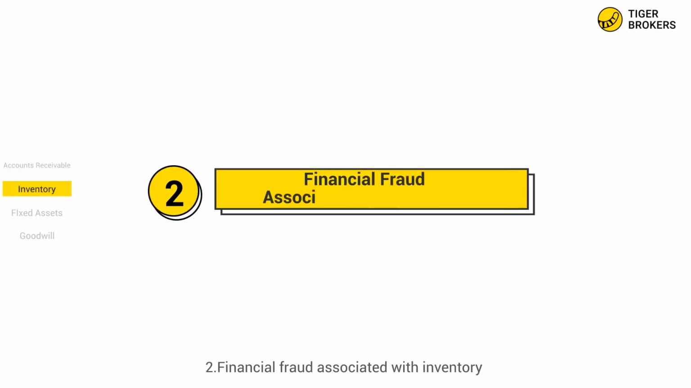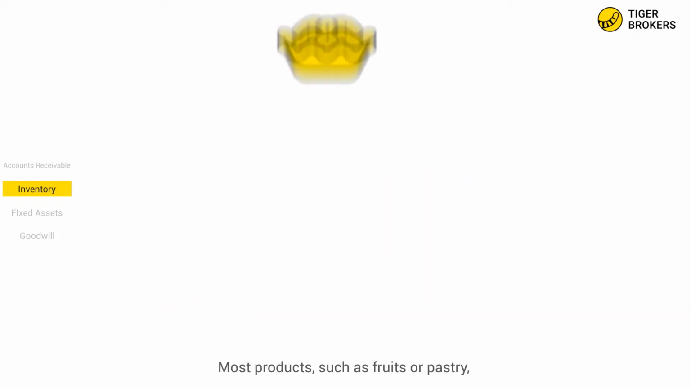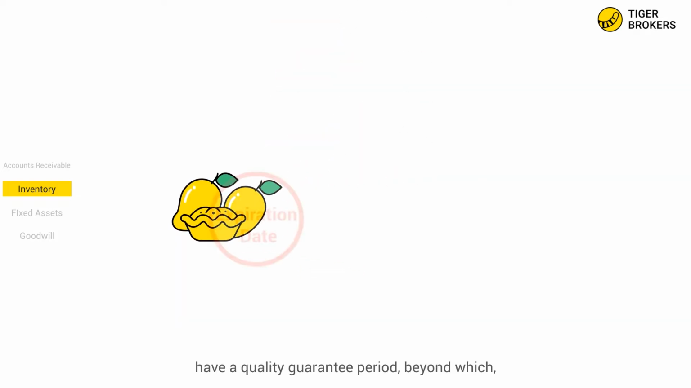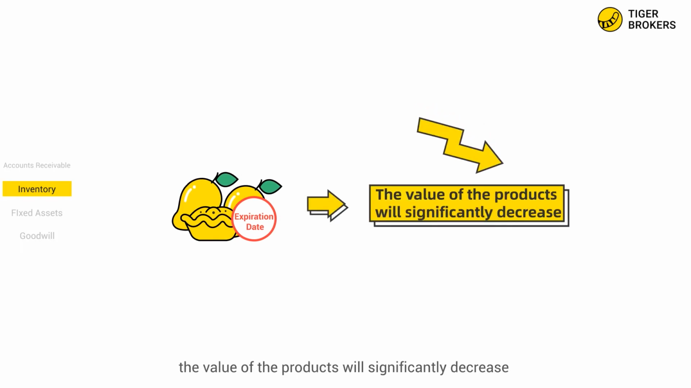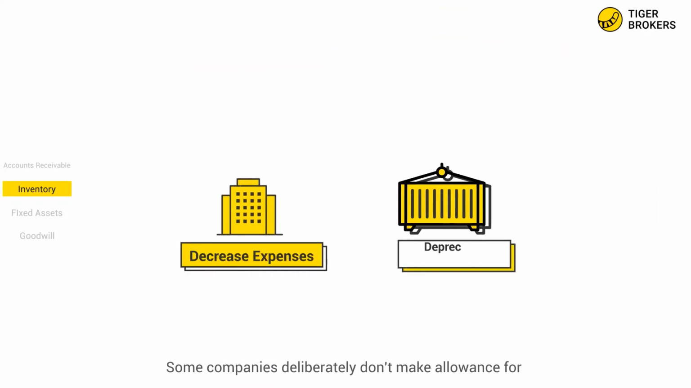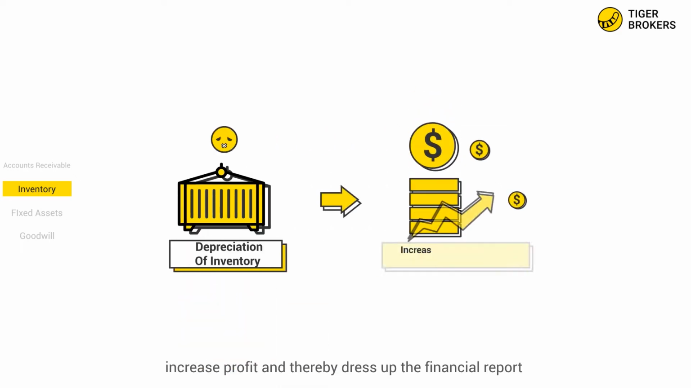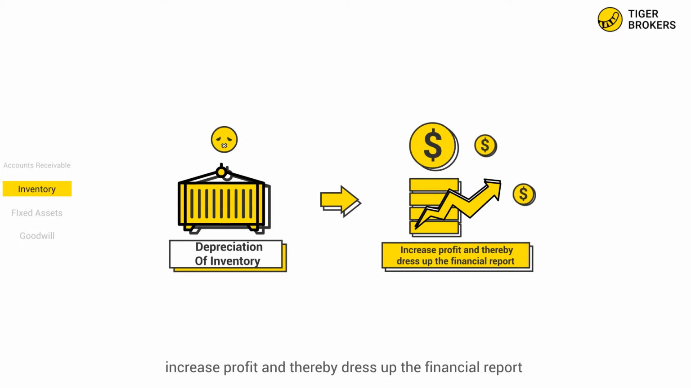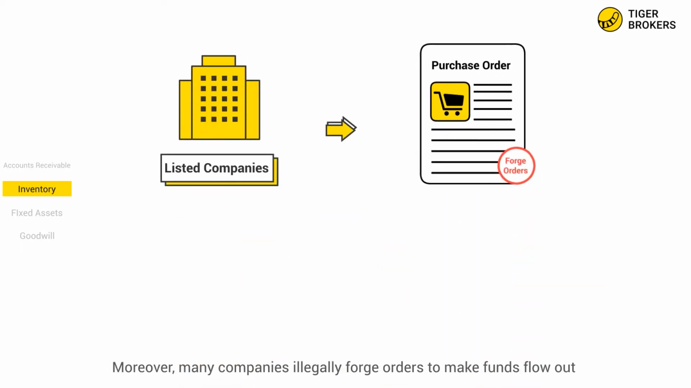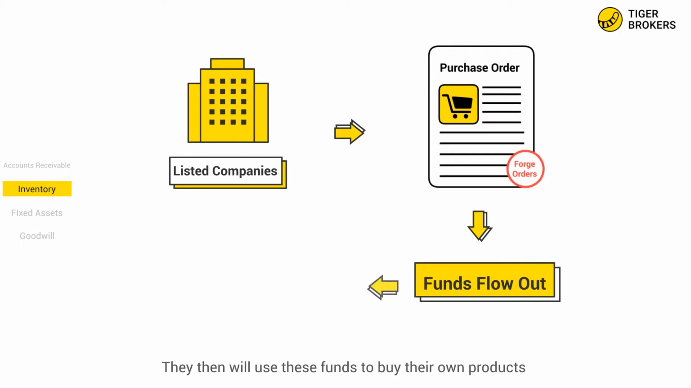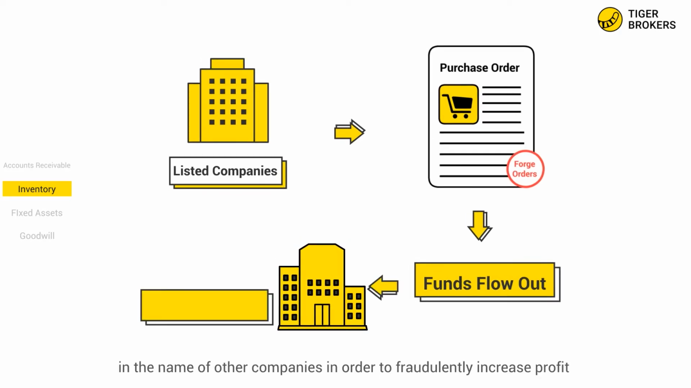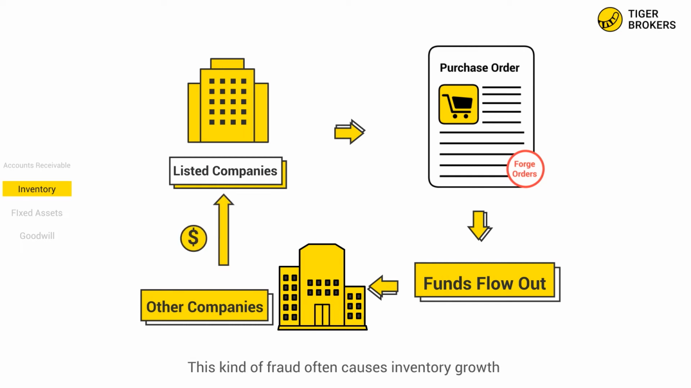2. Financial fraud associated with inventory. Most products, such as fruits or pastry, have a quality guarantee period, beyond which the value of the products will significantly decrease. Some companies deliberately don't make allowance for depreciation of inventory in order to decrease expenses, increase profit, and thereby dress up the financial report. Moreover, many companies illegally forge orders to make funds flow out. Then they will use these funds to buy their own products in the name of other companies in order to fraudulently increase profit. This kind of fraud often causes inventory growth to exceed the same period of time.